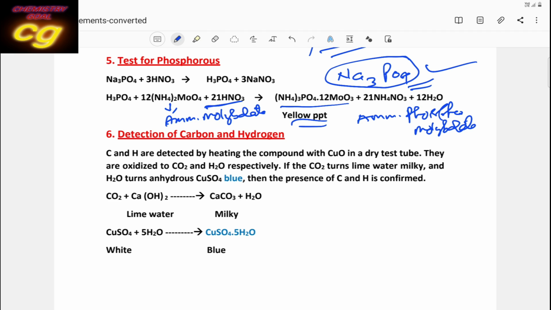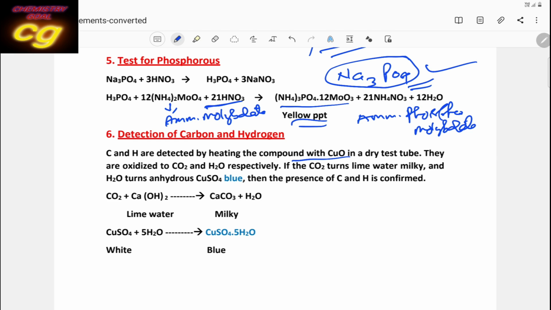Last part, you already know organic compounds mainly contain carbon. Hydrogen is also an essential element of organic compounds because all organic compounds are derived from hydrocarbons. That's why carbon and hydrogen are the two essential elements of all organic compounds. So this test generally is not required, but we can also identify the presence of carbon and hydrogen in an organic compound. How? Let us discuss. First we will take copper oxide.